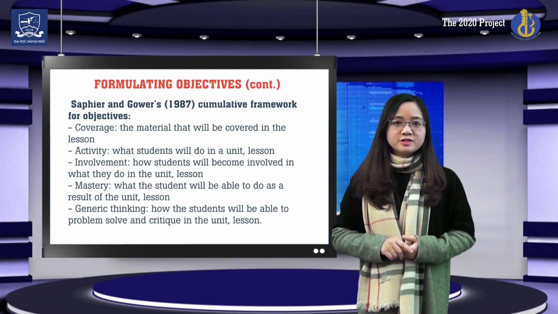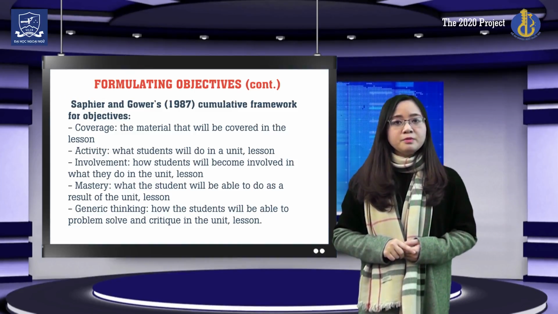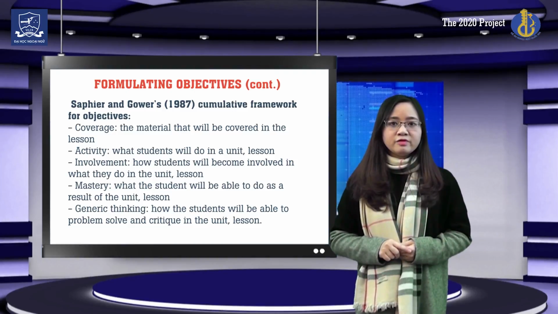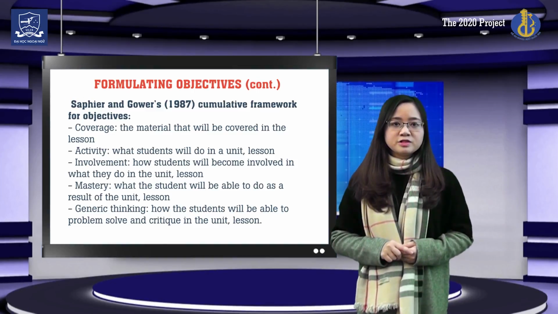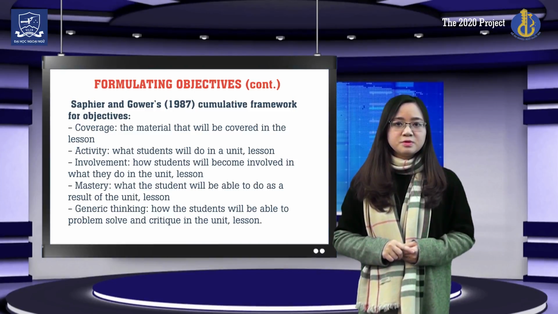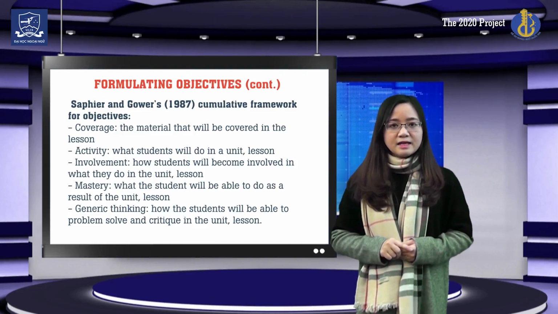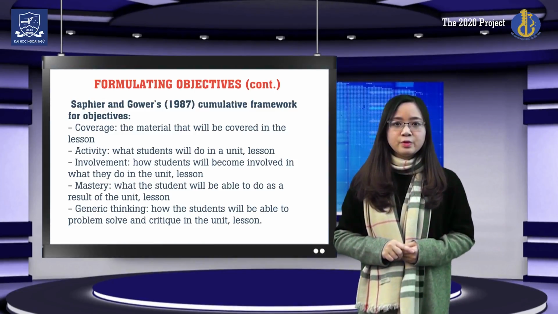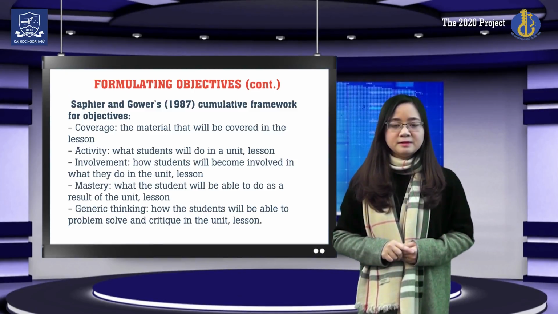Another way to formulate objectives is to use a framework developed by Safier and Gomer in 1987. The cumulative framework includes coverage, activity, involvement, mastery, and generic thinking objectives. Coverage objectives describe the materials, that is the textbook unit topics, curriculum items to be covered in the course. Activity objectives describe what the student will do with the material. For example, fill out a worksheet or answer a comprehension question about reading.